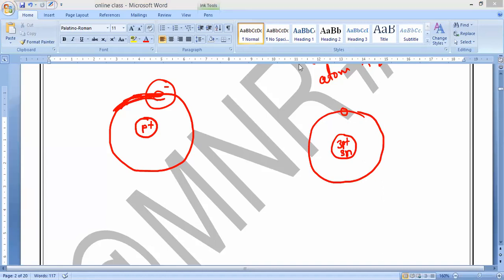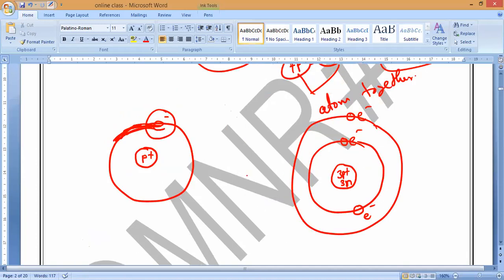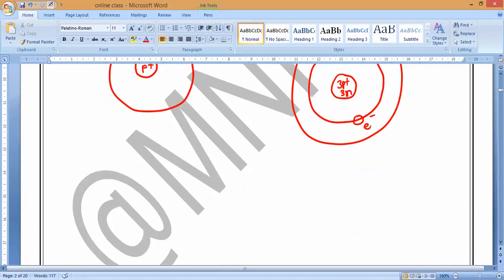Yes, okay, Ashita. Now this is the lithium electron dot structure. You can say 2 electrons are in one shell and one more electron is in another shell. This is what we call E minus, and E minus, the electrons. Like this, we can represent the structure of any kind of atom with the help of the Rutherford model.